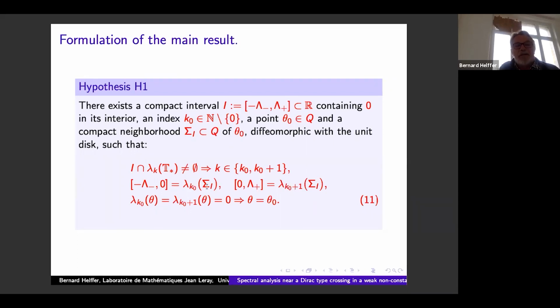And then it remains to describe what's going on for lambda_{k naught} and lambda_{k naught plus 1}. Here we express that the eigenvalues, which are arranged in increasing order, have a touching: lambda_{k naught} of theta equals lambda_{k naught plus 1} of theta. And inside Q, there is only one touching, at theta equal theta naught. Of course, it's periodic, so if you have a touching there, you have a touching on any point obtained by translation over Γ.